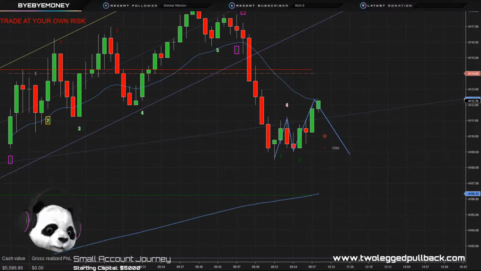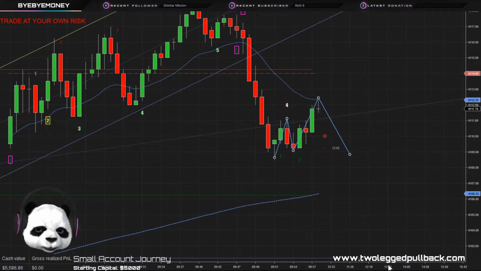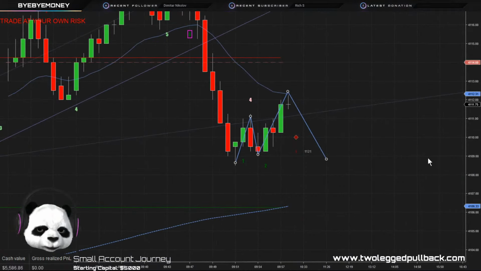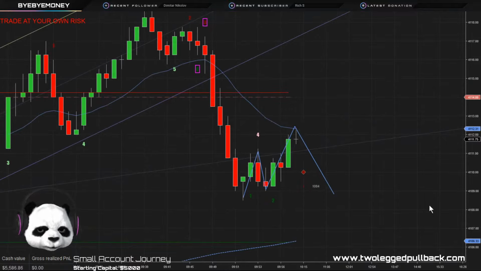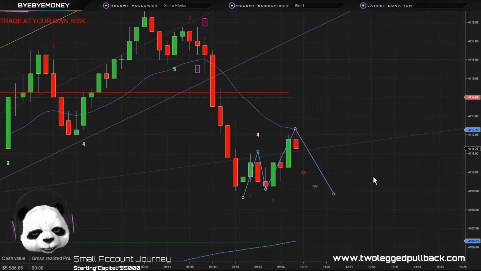So yeah, this is the wow. We're all waiting for this two-legged pullback. Let's see if we get it. As you can see with the indicators, less than 1,000 ticks now on this candle. I need a good signal bar here. Preferably a non-doji signal bar. I hate dojis, and dojis are typically okay.